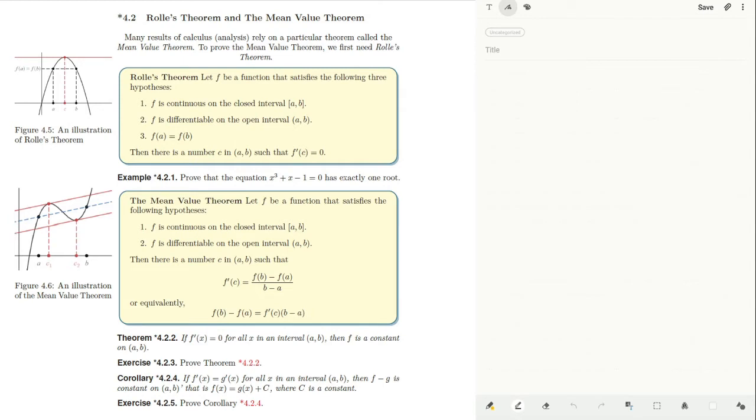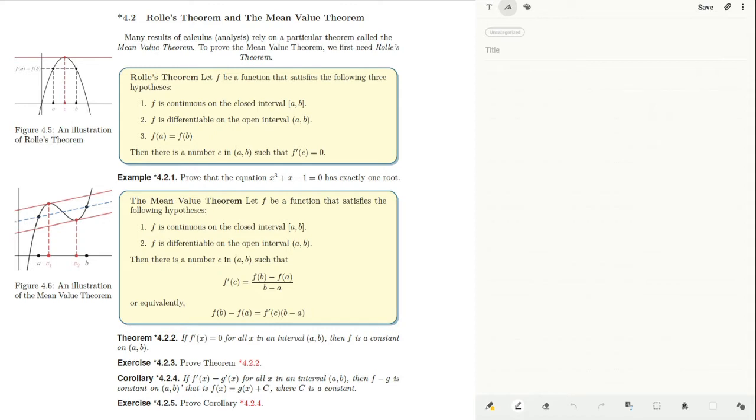In this video we're going to talk about an important theorem that is used in many results of this chapter, which is called the mean value theorem. Now in order to prove the mean value theorem, we will first need Rolle's theorem. Now Rolle's theorem has three hypotheses.